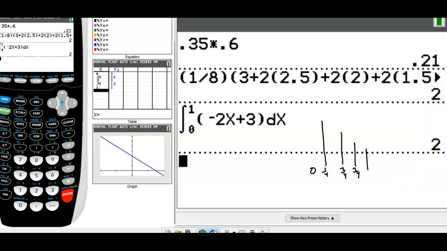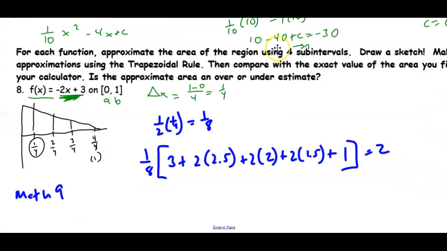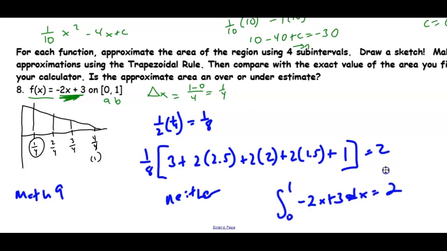So in this case, it's not under or above. It is spot on. So this one's spot on. So it's not in the under or over. It's neither. Because the actual integral from 0 to 1 of negative 2x plus 3 dx equals 2. So they're the same. They're equal. All right.